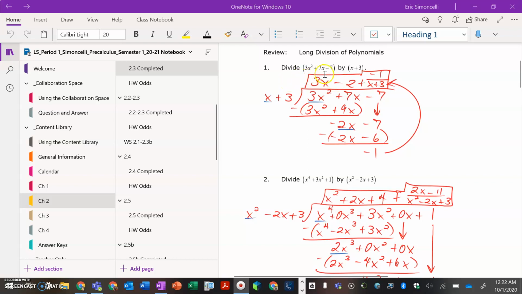So 3x squared plus 7x minus 7. I'm going to divide that by x plus 3. So here, as you can see, I've set up my long division where that's my dividend, and here is my divisor.